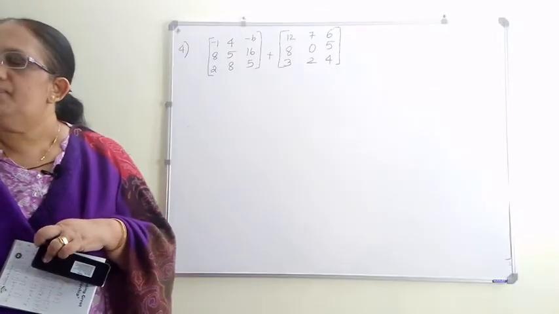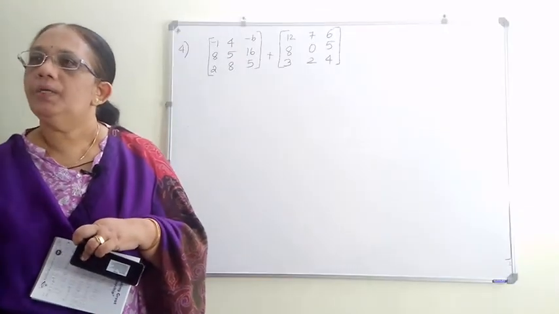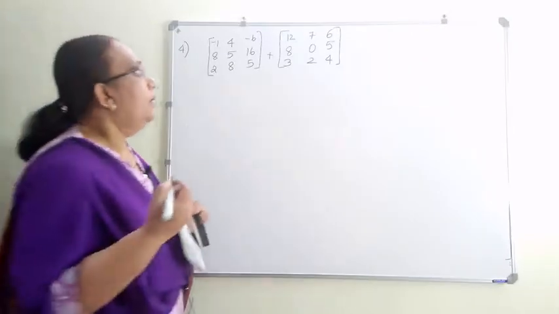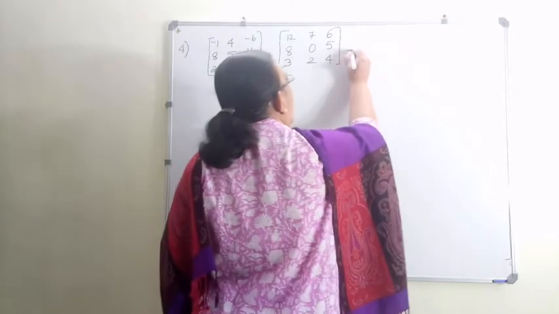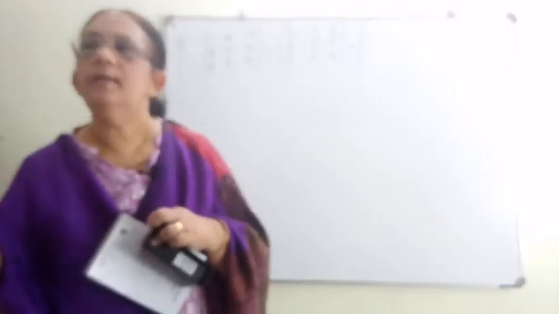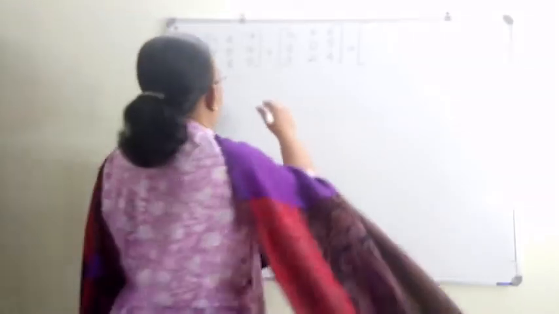What is the order of the first matrix? 3 by 3. Order of the second matrix is also 3 by 3. When you add, the answer is a matrix of order 3 by 3. How do you add the matrices? Add the corresponding elements.